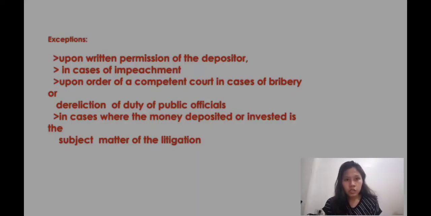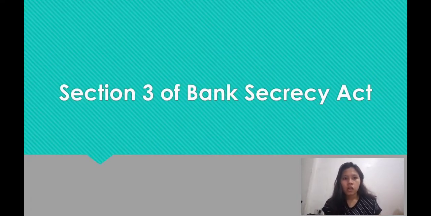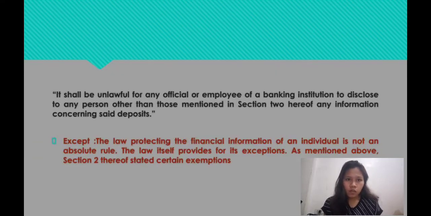First, upon written permission of the depositor; in cases of impeachment; upon order of a competent court in cases of bribery or dereliction of duty of public officials; or in cases where the money deposited or invested is the subject matter of the litigation. Section 3 of the said law also provides it shall be unlawful for any official or employee of a banking institution to disclose to any person other than those mentioned in Section 2 any information concerning said deposits. Hence, the law prohibits the bank from letting other people know the financial status of its clients. At the same time, it prohibits other persons from acquiring financial information of some other person.